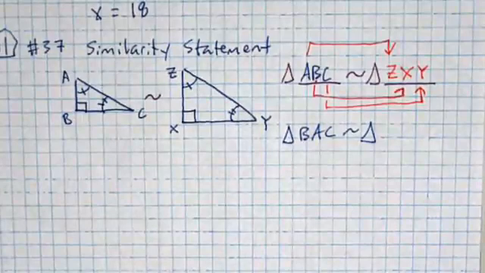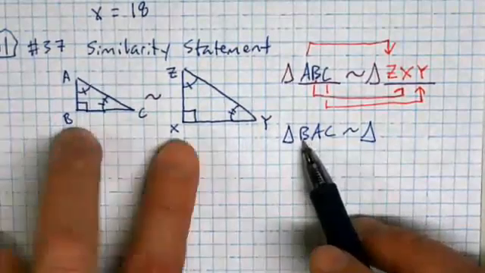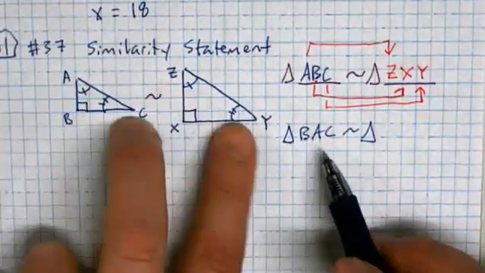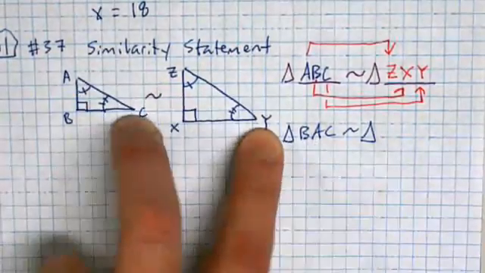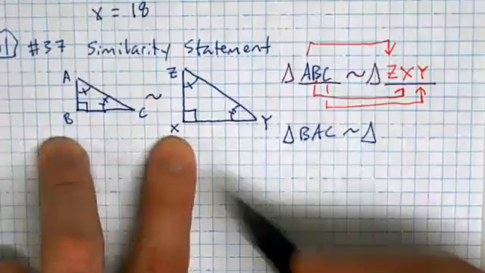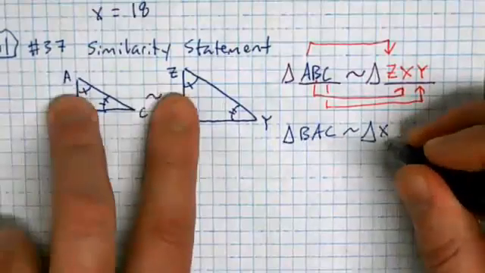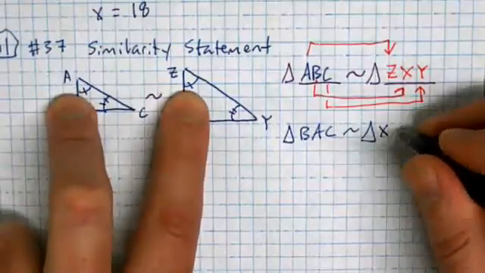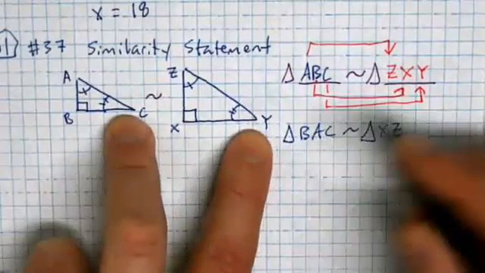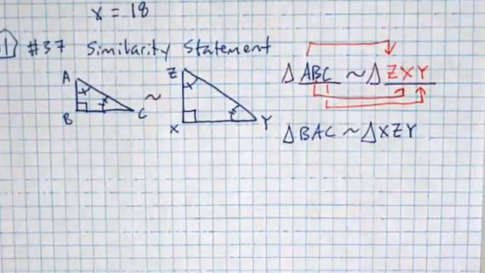So be very careful. Go 1 letter at a time. What matches up with B, and then what matches up with A, and then what matches up with C, and get it in the same order for your second triangle. So B was the 90-degree angle. I'm going to match B up with X. A was the single tick angle. That's going to match up with Z. C was the small double tick angle. That matches up with Y. X, Z, Y would be the proper one.